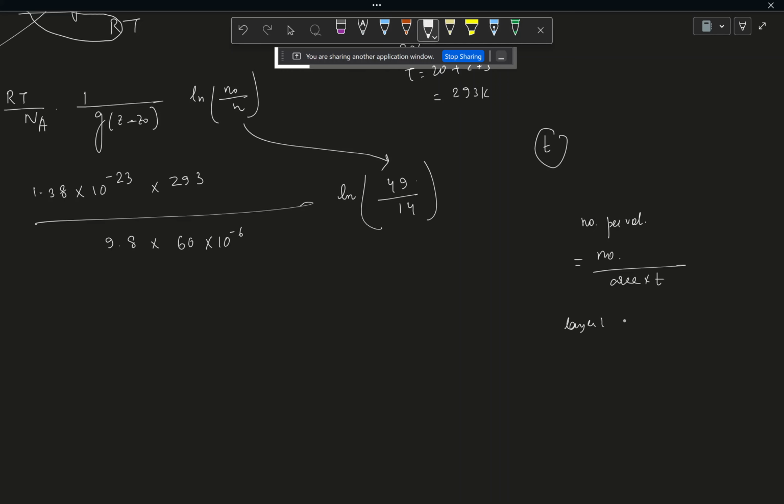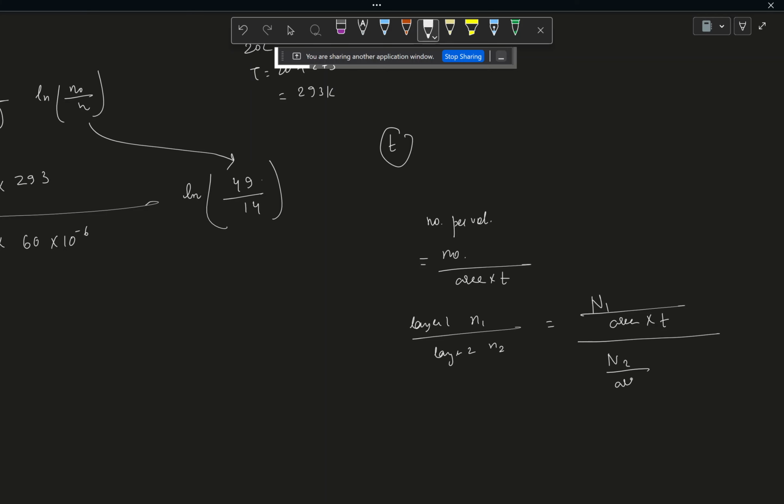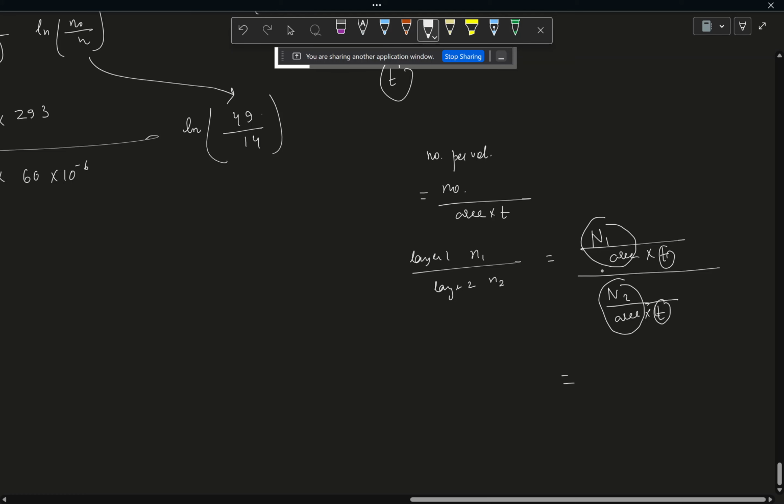So layer 1, n1, by layer 2, n2, is basically the number of molecules in the layer, let's say it is capital N1, divided by the area of this layer into the thickness of this layer, and the number of molecules in the second layer is, let's say, this, and both the layers have the same thickness T. This information is given to us in the question, N1 by area and N2 by area. So we can easily separate it out.